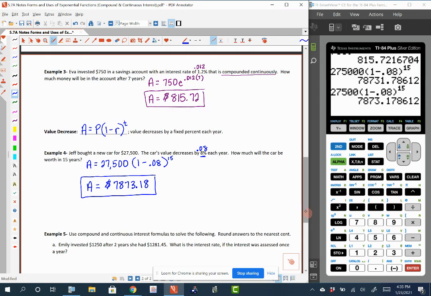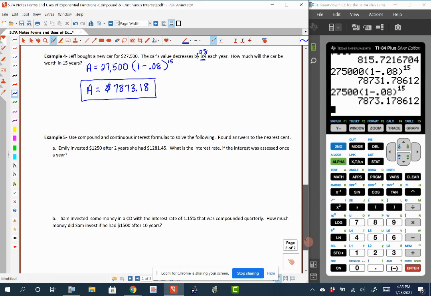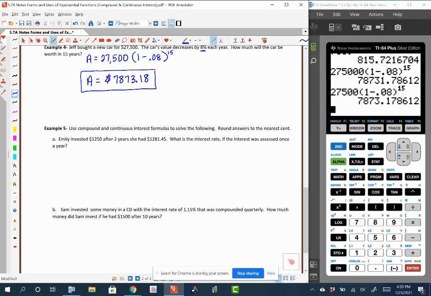So example 5, kind of like your assignment, I'm not going to tell you specifically what equation you need to use to help you calculate. You're going to have to really look for those keywords of how often the interest applies. Is it increasing? Is it decreasing? And notice it says to round answers to the nearest cent. So that's pretty much what we've been doing.